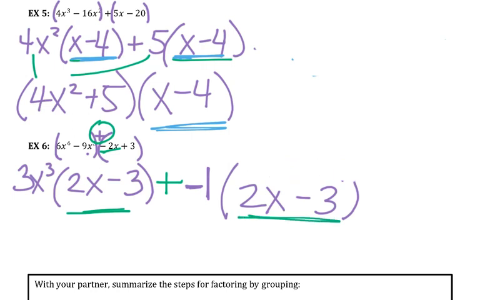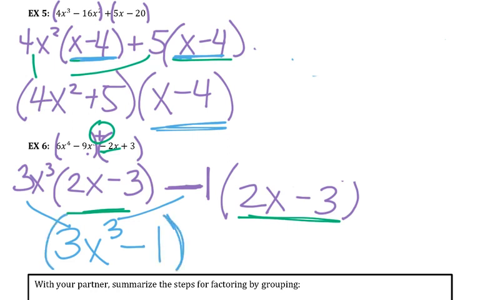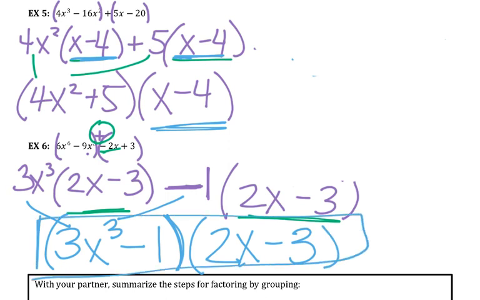Now, the sets of parentheses match. When we're combining or simplifying here, we actually don't need the plus. We can just leave it as a -1. Okay, so now we pull together the 3x cubed minus 1 as our first factor, and 2x minus 3 is the second one. And that's the final factorization.